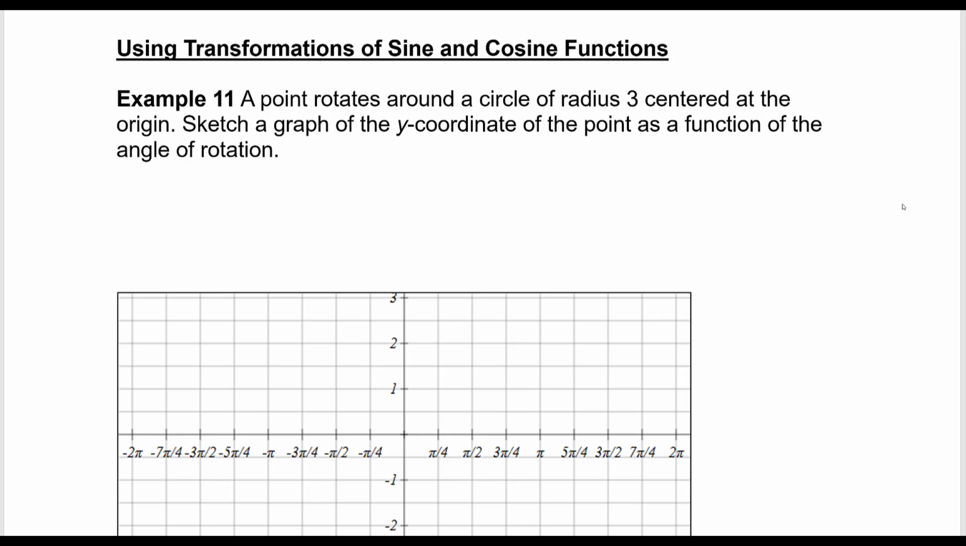Now we're going to look at using transformations of sine and cosine functions. Example 11 says a point rotates around a circle of radius 3 centered at the origin. Sketch a graph of the y-coordinate of the point as a function of the angle of rotation.